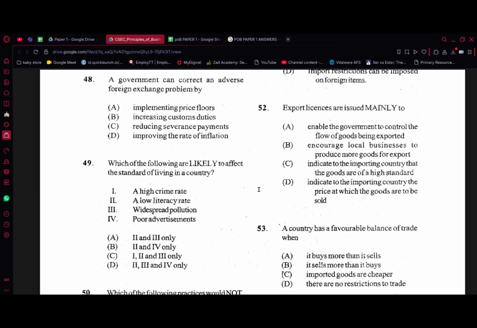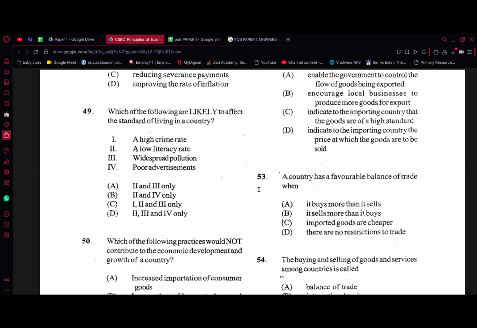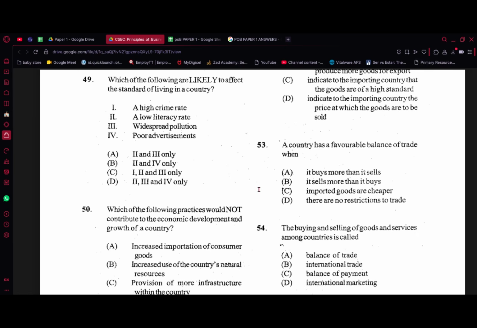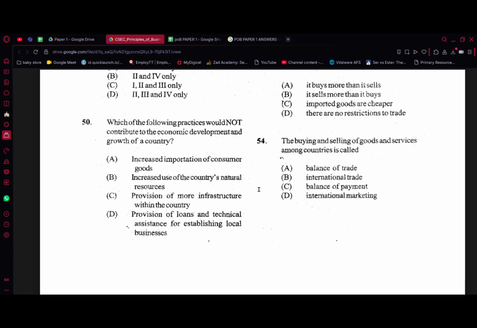52. Export licenses are issued mainly to A, enable the government to control the flow of goods being exported. 53. A country has a favorable balance of trade when B, it sells more than it buys. 54. The buying and selling of goods and services among countries is called B, international trade.